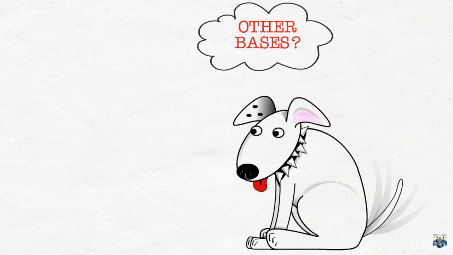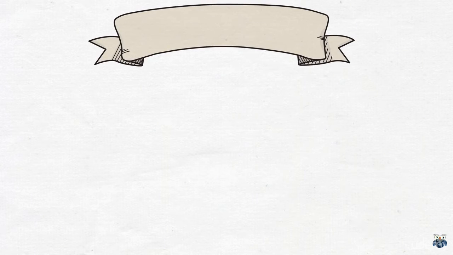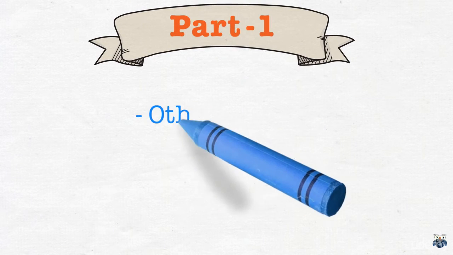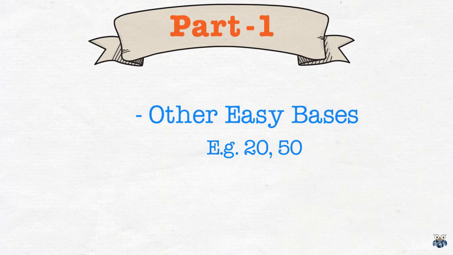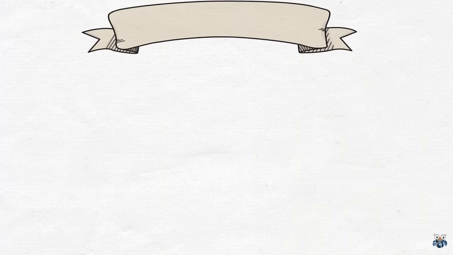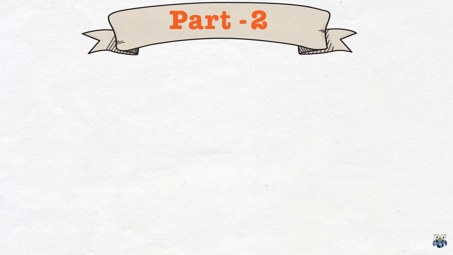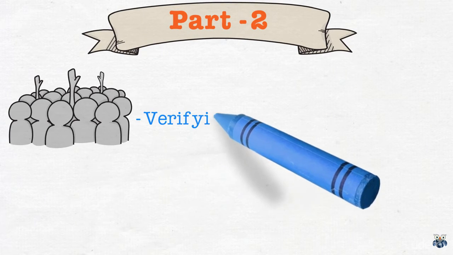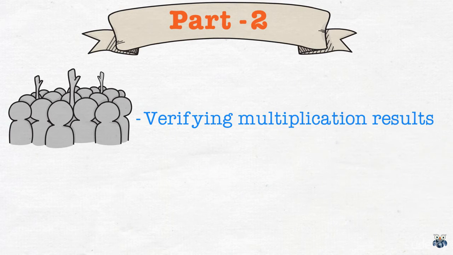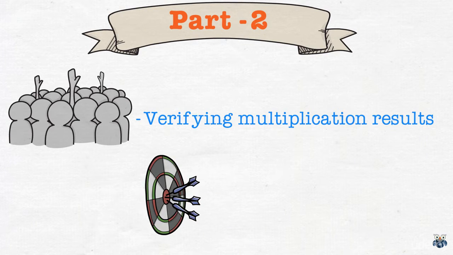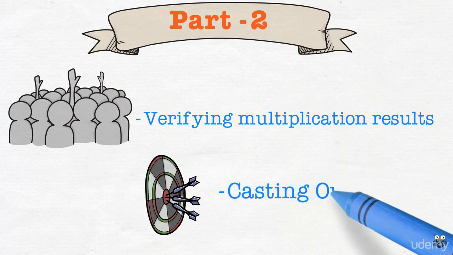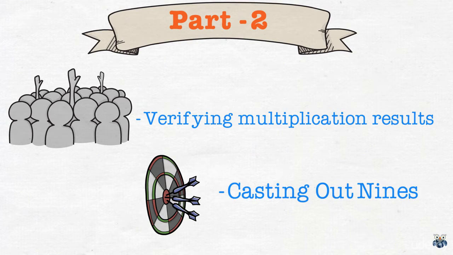This video will firstly focus on multiplying numbers close to other easy to manipulate bases such as 20 or 50, for example. I will spend some time on this subject and then switch to another important question. Is there any way of verifying my multiplication results? We will look at one interesting method of doing so. It's called casting out nines. Alright, on to our first item then.